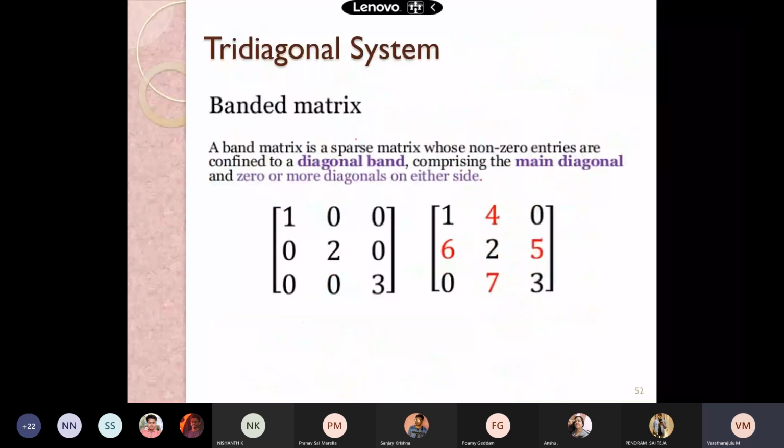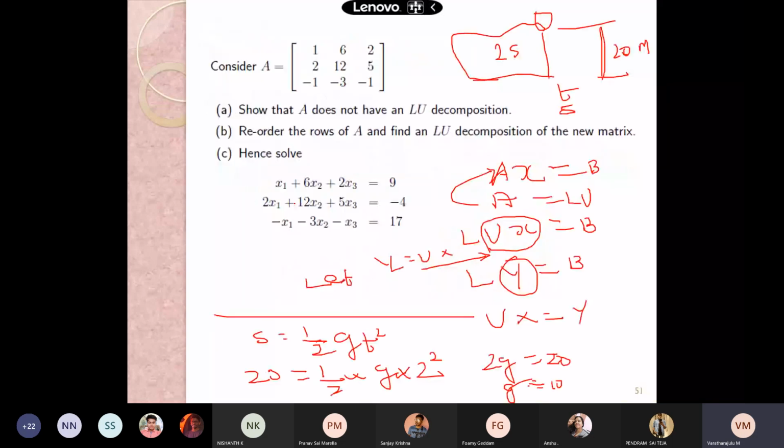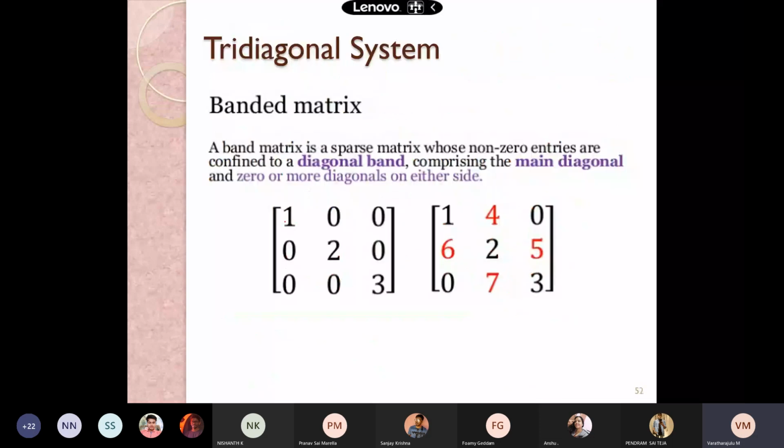And now these are the tri-diagonal systems. We know about the diagonal band. This is the main diagonal. Along with it, we are going to revisit the upper diagonal and the lower diagonal. They are usually called the super diagonal and sub diagonal. So this should be called the main diagonal.